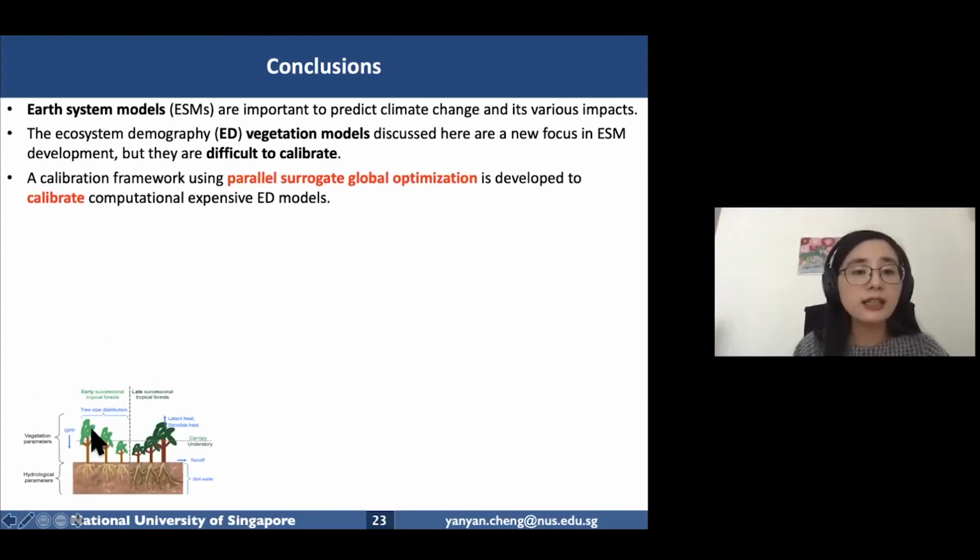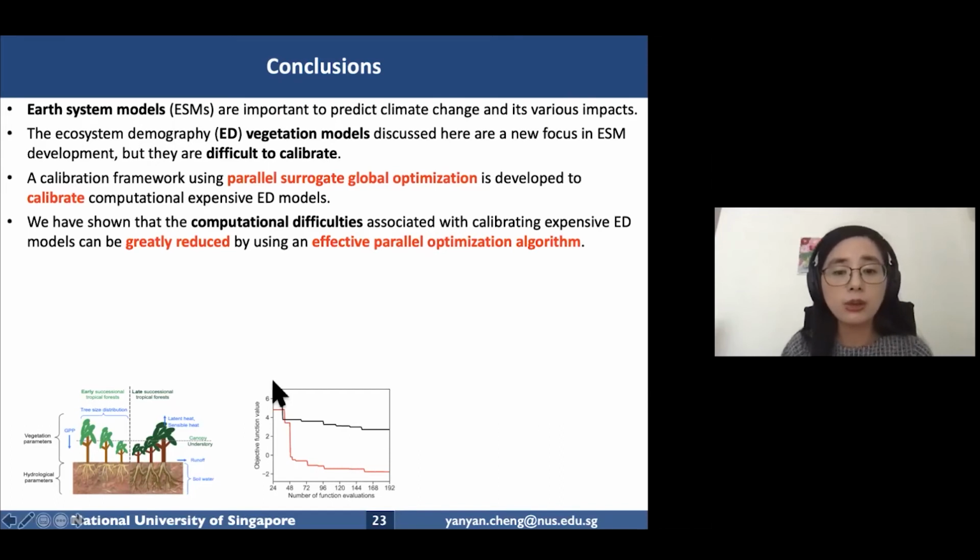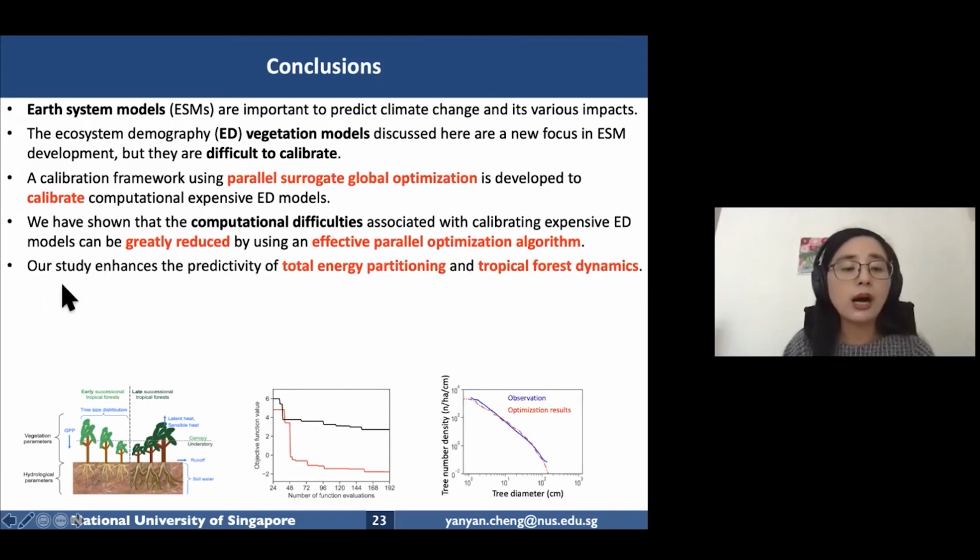So in this study, we developed a calibration framework using parallel surrogate global optimization techniques to calibrate this kind of computationally expensive ED models. And we have shown our optimization algorithm is very efficient and effective. So the computational difficulties associated with calibrating such expensive ED models can be greatly reduced. And also our simulation results improve the simulation for the total energy budget and the tropical forest dynamics.